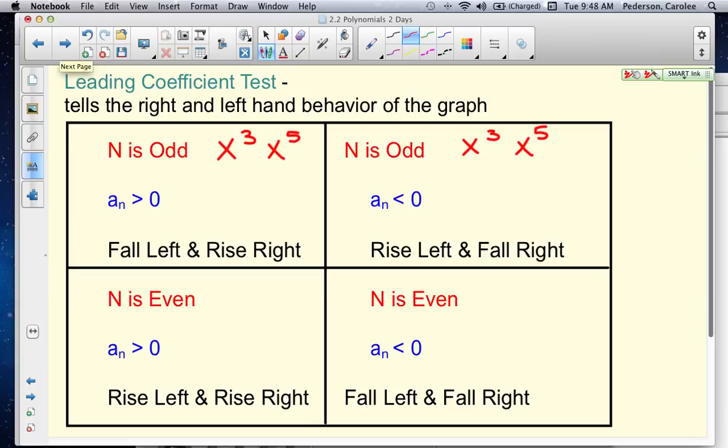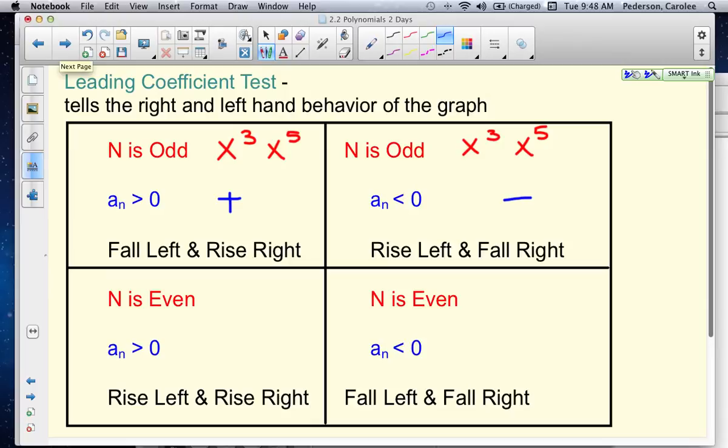Then the left box is saying a sub n, the leading coefficient, is greater than 0. What's greater than 0 are positive numbers, so our leading coefficient has to be positive. On the box on the right, a sub n is less than 0, so leading coefficients that are negative numbers. And what's in black on those two boxes is what the end behavior is.